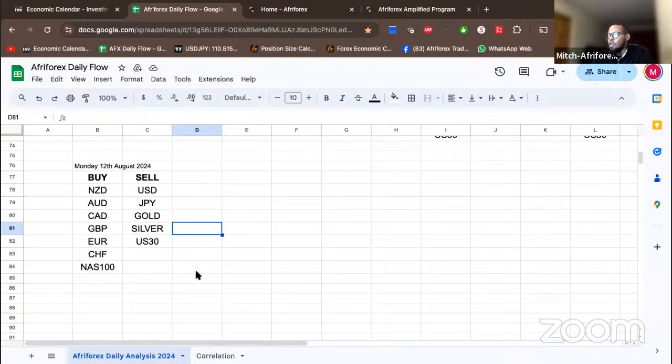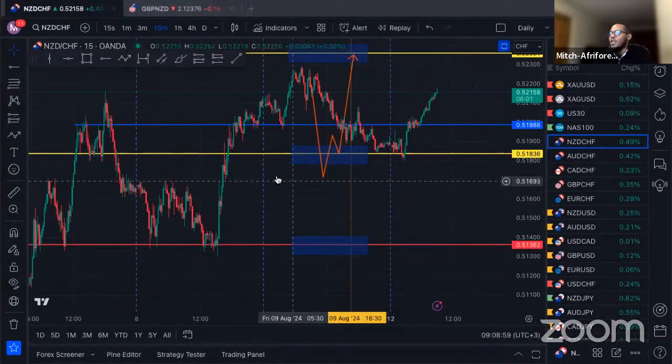So let's jump straight into it. We'll end up looking at the pairs that we did have on Friday. Most of the Swiss franc pairs that we did have on Friday, we're not going to be looking at today, before we do jump on today's pairs. So we'll start off here with the New Zealand dollar against Swiss franc.